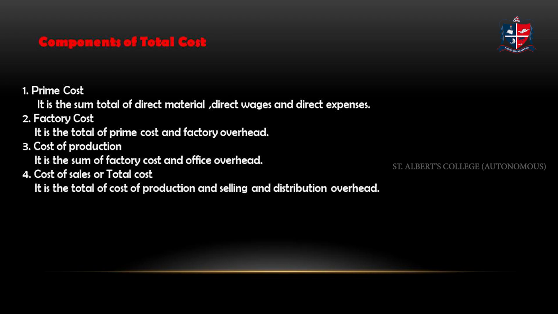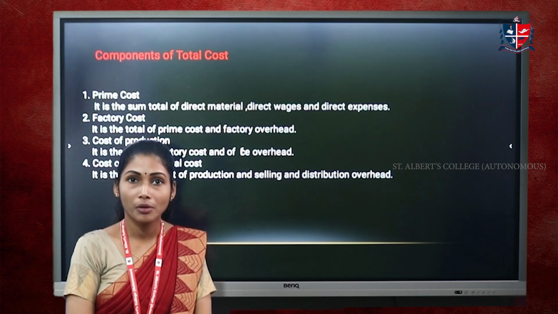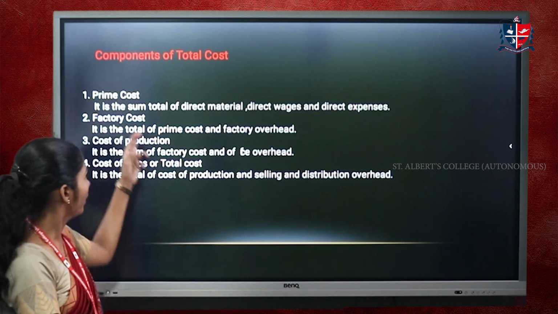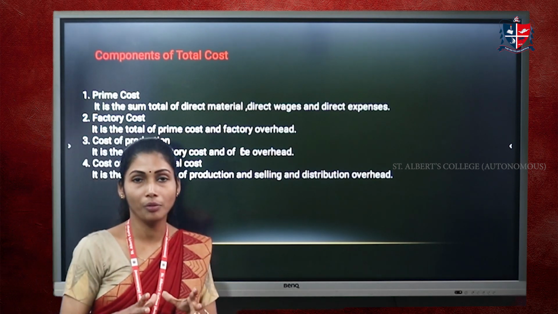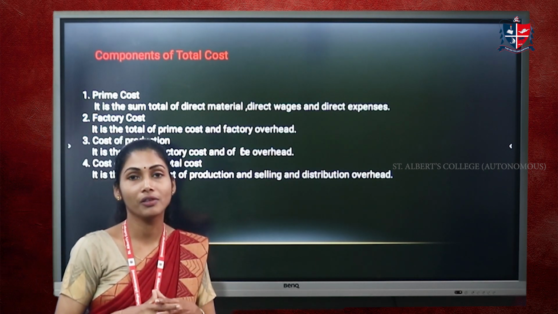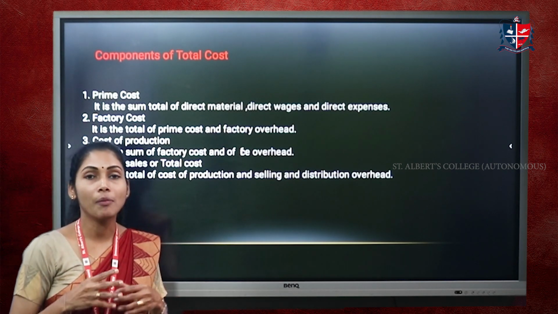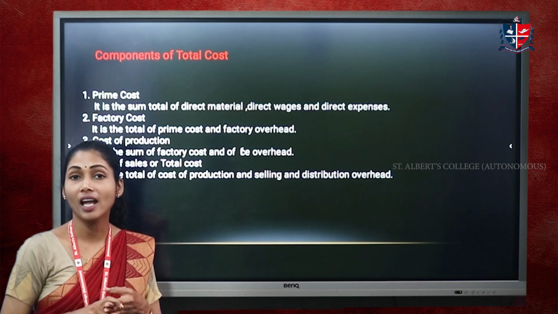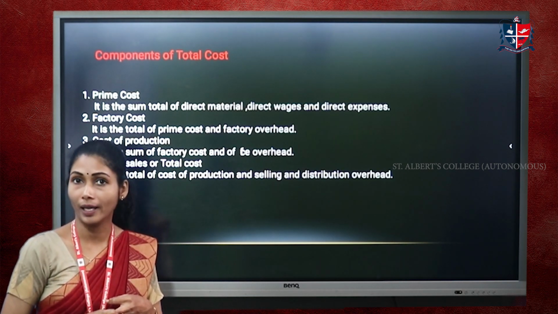Then the major components of total cost. The major elements regarding the total cost are given below. There are 4 components. The first one is prime cost. Prime cost is the sum total of direct material, direct wages and direct expenses. Direct wages is also called direct labor.